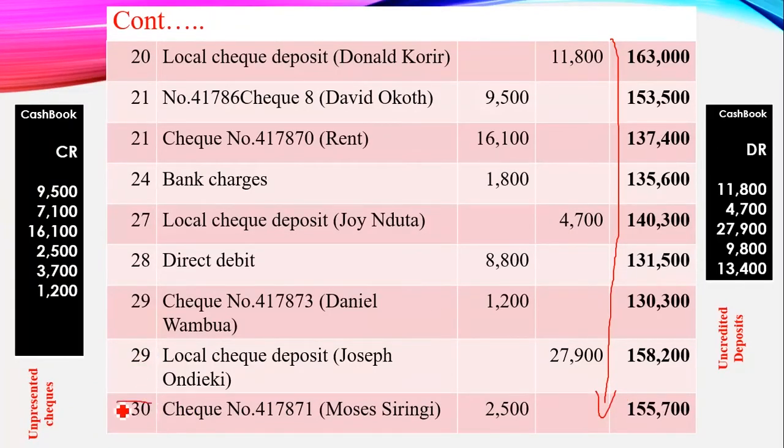So as at 30th December, the closing balance as per the bank statement was what? 155,700. This means if the cash book will have a similar balance, that is 155,700, then there will be no need of preparing a bank reconciliation statement, because what will you be reconciling? But if the cash book is going to have a different figure, then we have to explain where those differences are coming from. And how do we explain that? Through what? A bank reconciliation statement.